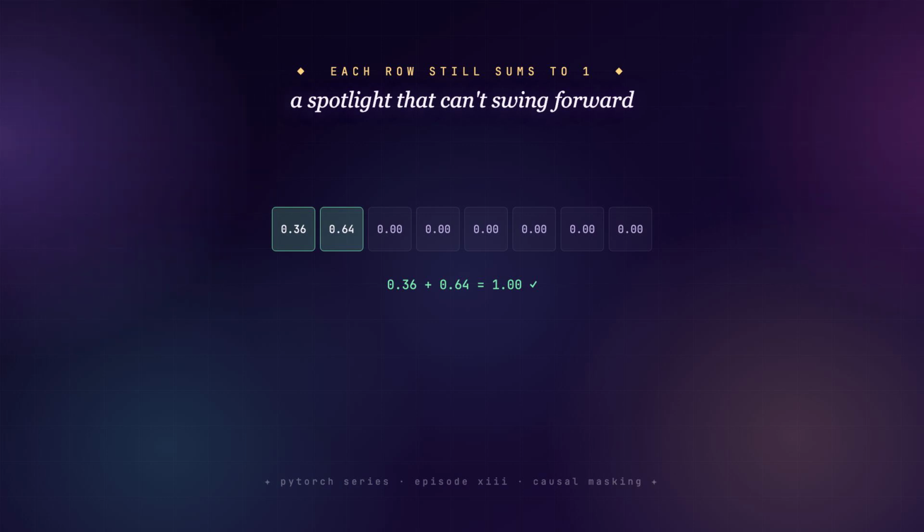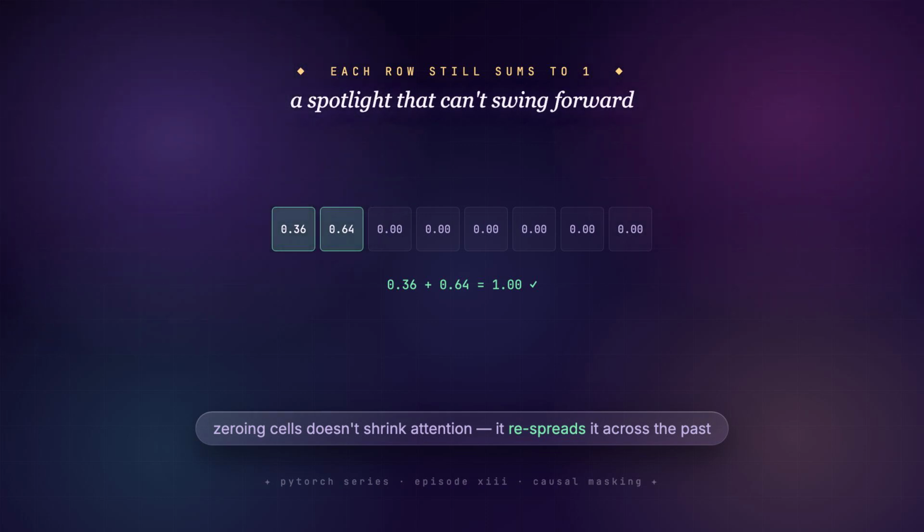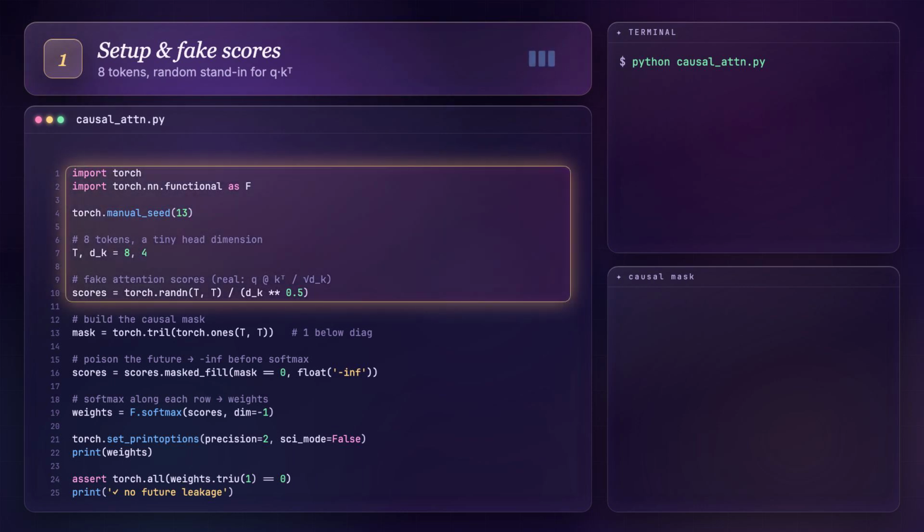Okay, let's see the whole thing in code. It's one short file, causal_attn.py. We'll set up a tiny batch of attention scores, build the triangular mask, apply it with masked_fill, run softmax and print the resulting weight matrix so you can see the zeros with your own eyes. Top to bottom, no magic.